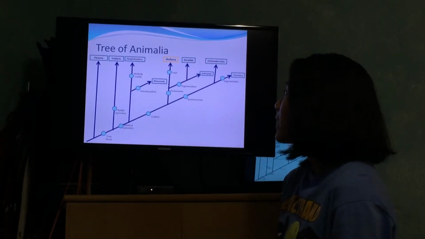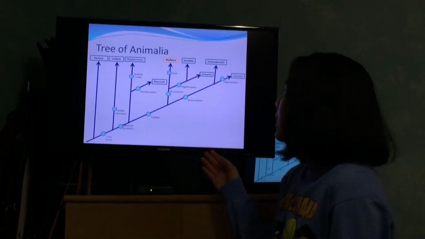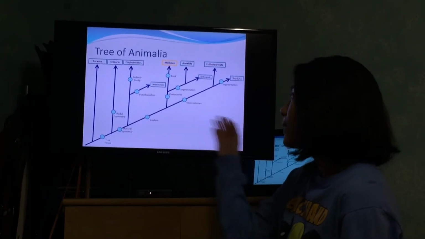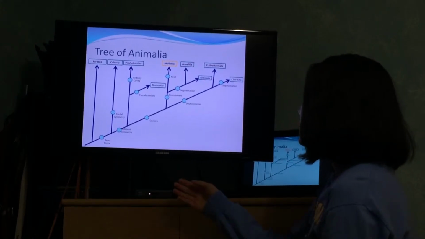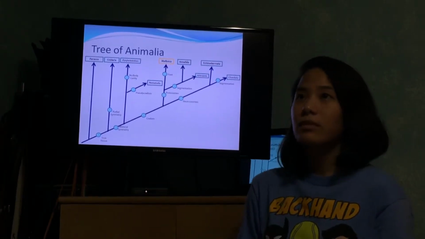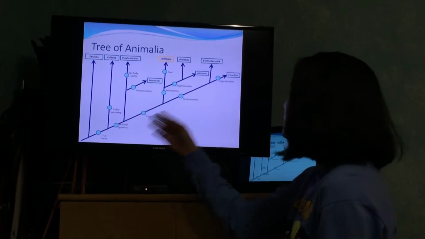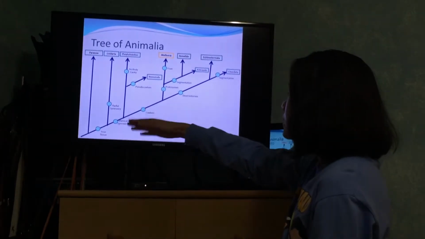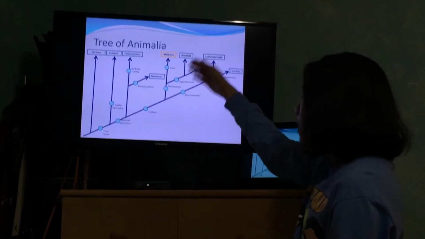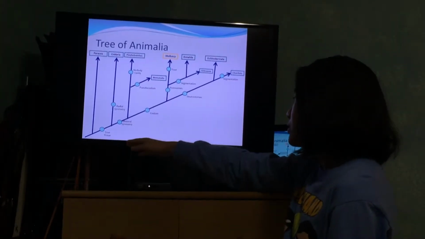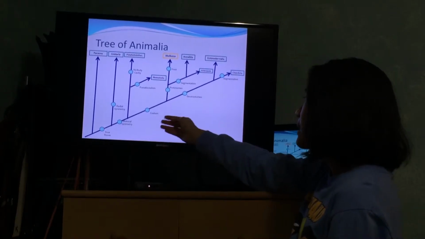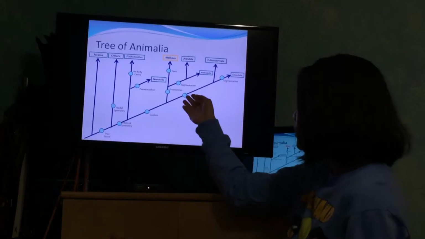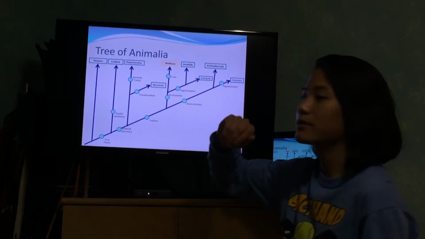So here is a tree of Animalia. It shows all the phylums in the kingdom Animalia. Here we could see also the Octopus vulgaris. It's over here where the mollusks are. As you go along the tree, the mollusks have true tissue. It has bilateral symmetry. It has a coelom, which is a body cavity. It's a protostome, and it has a foot.